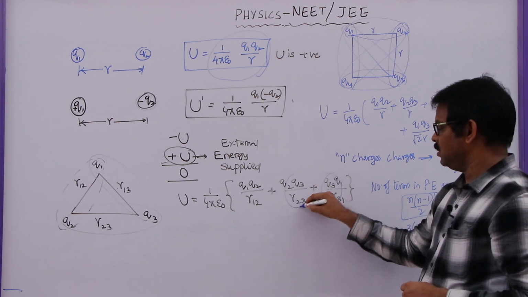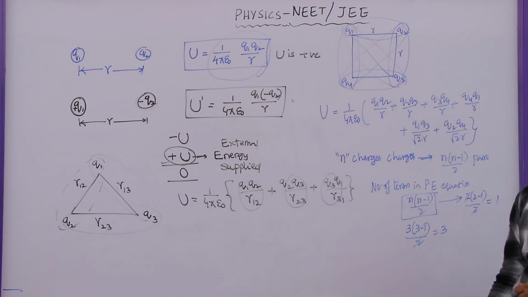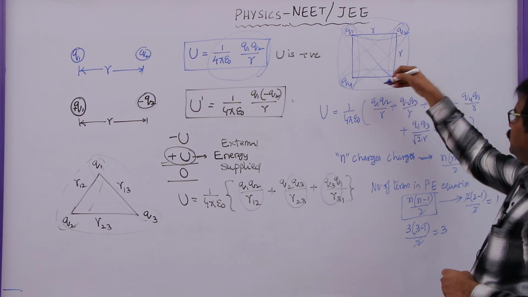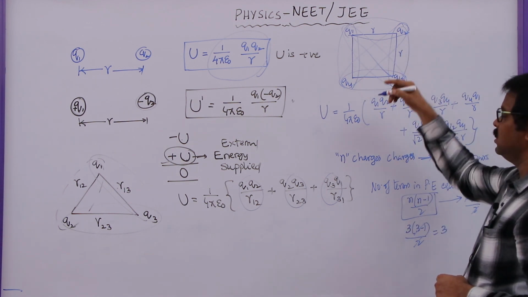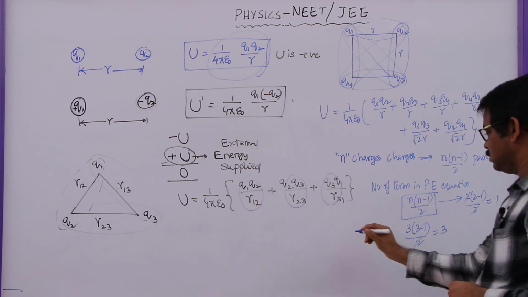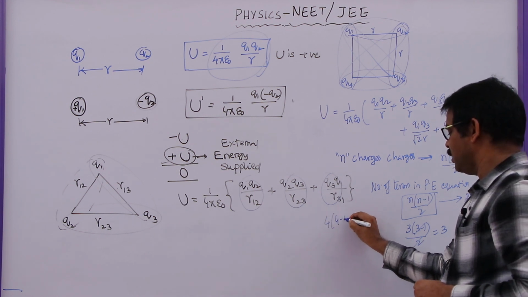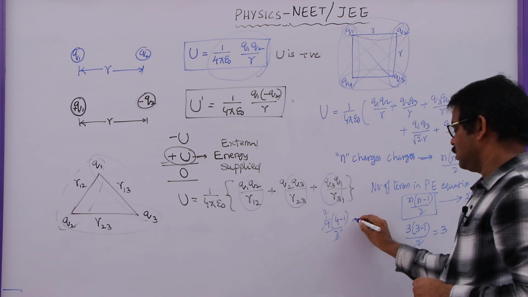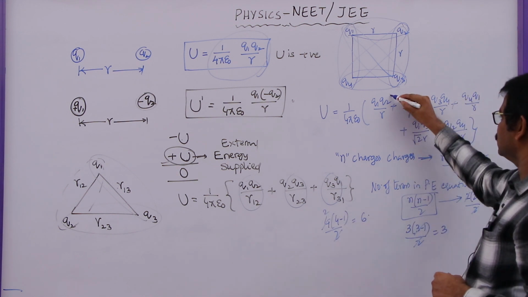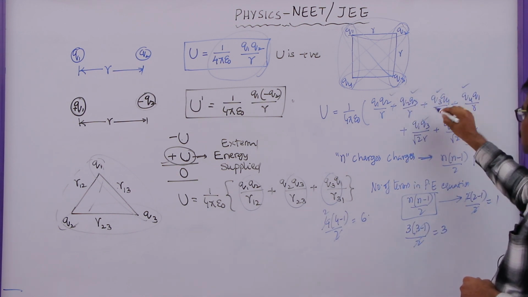So here we can see 1, 2, 3. There are 3 terms in the potential energy equation. Suppose in this case there are 4 charges at 4 corners. It's the same thing: 4 of 4 minus 1 by 2, to cancel 2 3s are 6 terms: 1, 2, 3, 4, 5, 6.